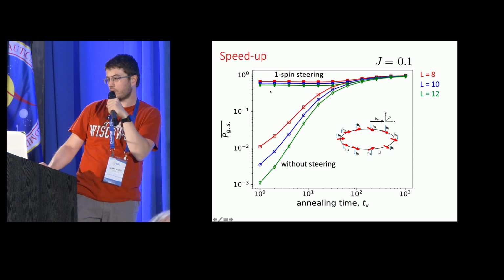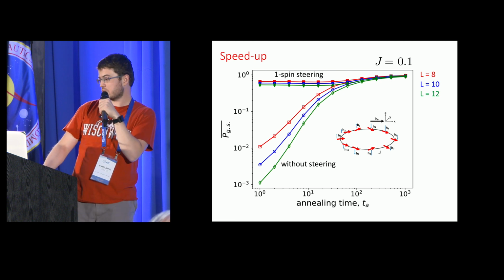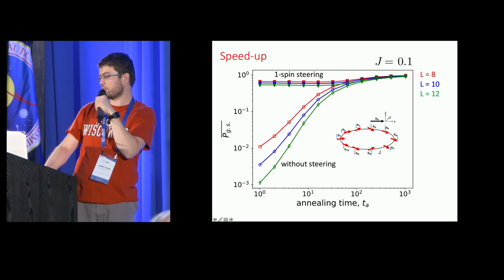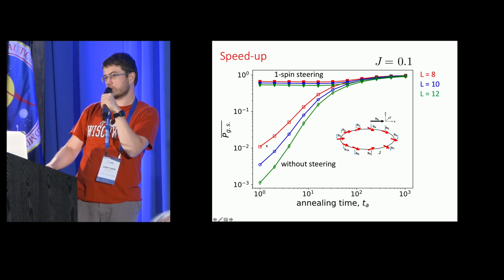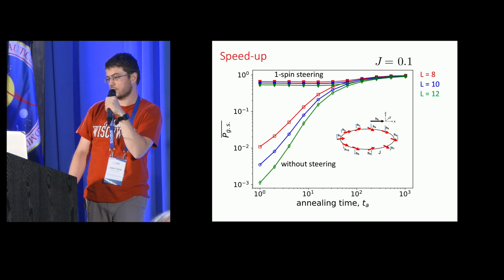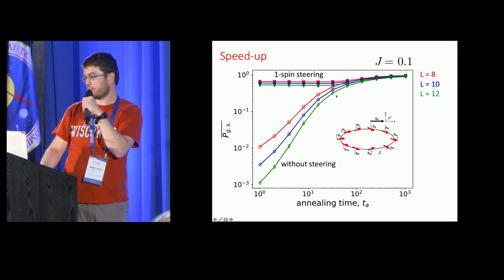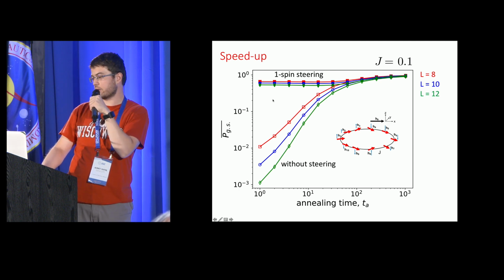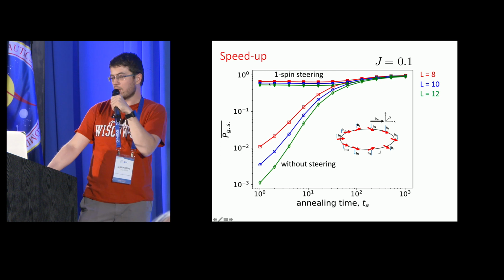Here J is 0.1. To reach the level of one-spin steering, we need to wait until T_A equals 100. So we can also calculate values such as ST99, etc. We will find that for these values, we can get around 100 times speedup.